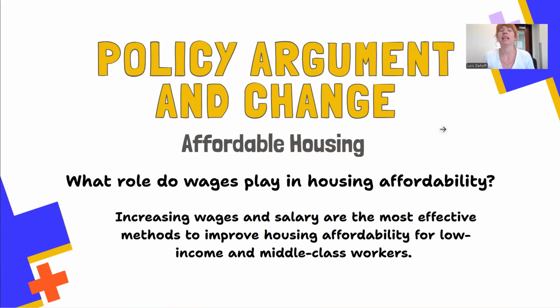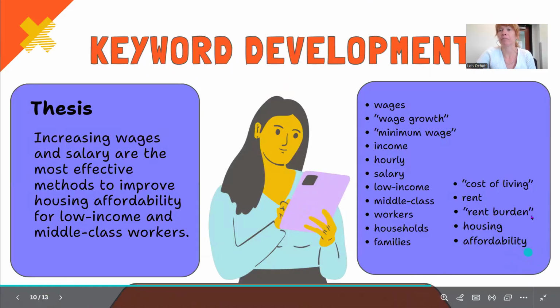And my answer is, increasing wages and salary are the most effective methods to improve housing affordability for low income and middle class workers. So I've taken this big topic and now I'm going to start to prove that, with my sources, that this is the best way to make affordable housing a reality for people who struggle. More money for them at work so they can afford homes. That's what I'm saying. It's very specific.